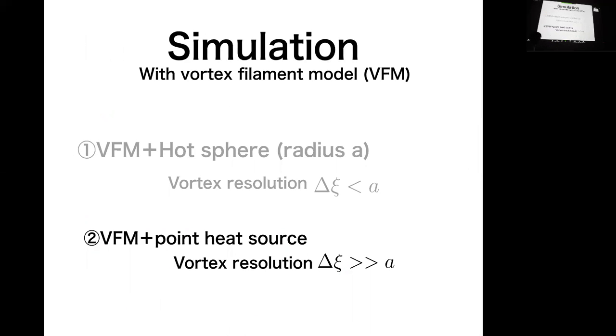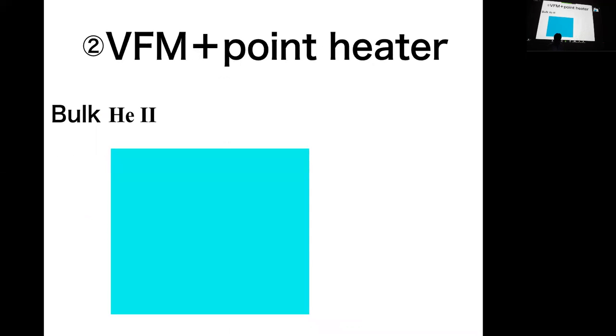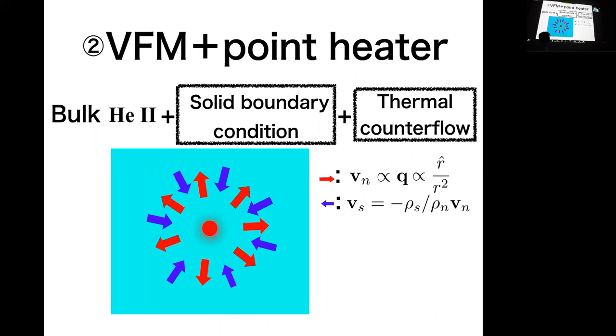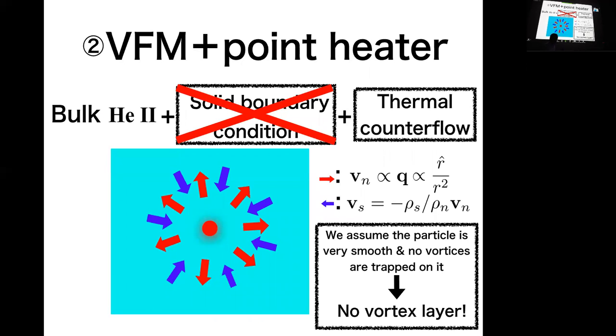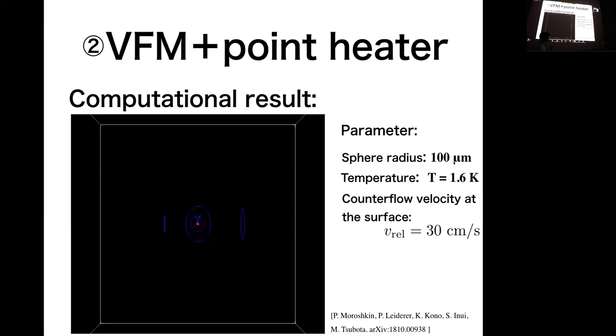And the second case is also a particle in helium-2. Same as before, we have this thing. But now the particle size is supposed to be very small, so we ignore this. What I want to emphasize is that the particle is very smooth and there are no vortices around it. So we are basically assuming there is no vortex layer like the one we just saw earlier. I'm not sure if this is a reasonable assumption or not. This is what we are assuming here, and the result we are seeing is something like this.